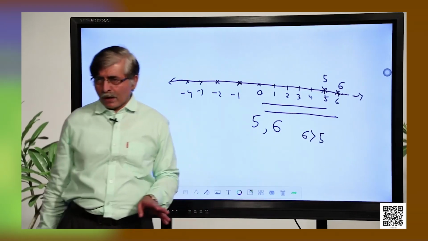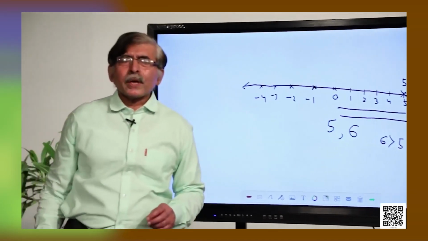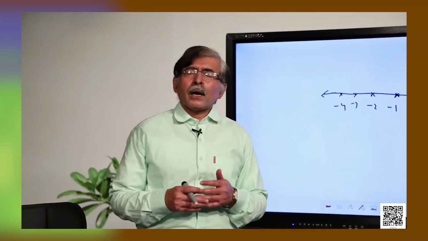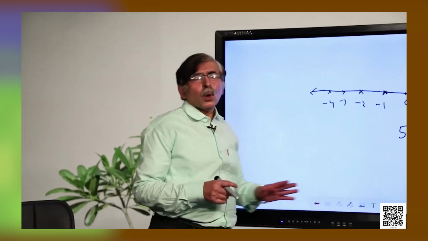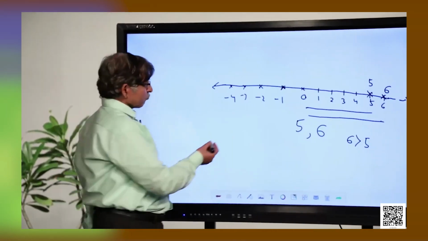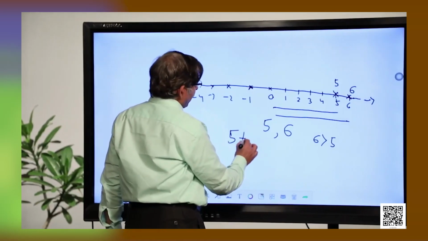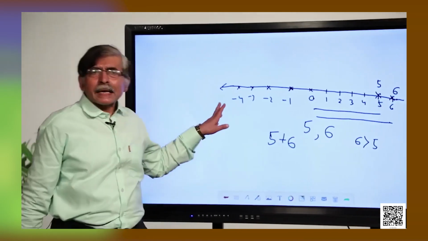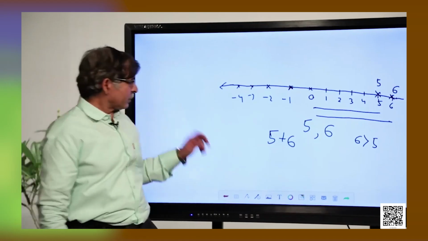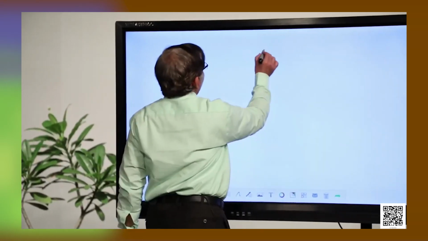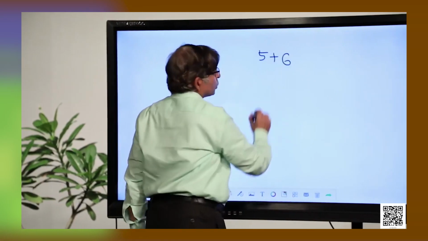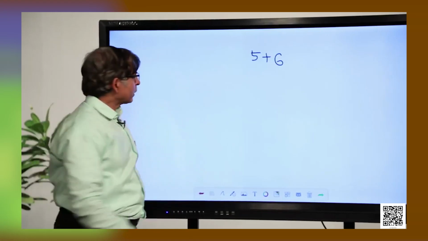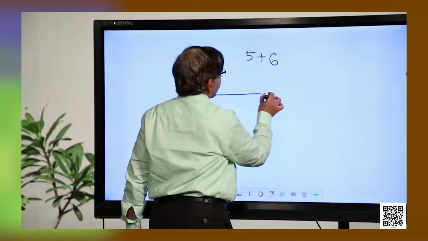So, any numbers that are given, we can represent them on the number line. Suppose we have two numbers and an operation, 5 plus 6 is given. We can find the addition with the help of the number line. Suppose the problem is 5 plus 6. By the ordinary method we know that this is equal to 11, right. The same thing we can find out with the help of the number line.